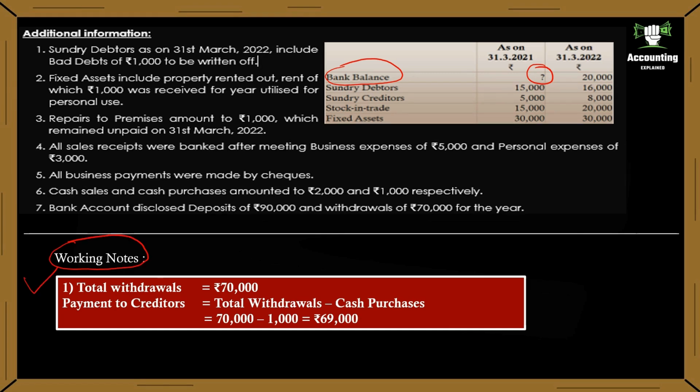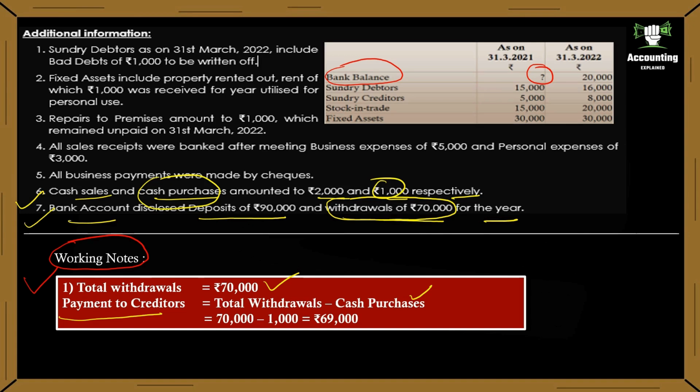First we'll see our first working note. The first working note is to find out the payment to the creditors. See in the question 6th point and 7th point. Cash sales and cash purchases amounted to 2,000 and 1,000 respectively. Bank account disclosed deposits of 90,000 and withdrawals of 70,000 for the year. For the payment to creditors we need only the withdrawals, right? We would have withdrawn and paid to the creditors, correct? Yes. So total withdrawals is 70,000. From that we have to deduct cash purchases, 1,000. 70,000 less 1,000 is 69,000, which is your payment to creditors.